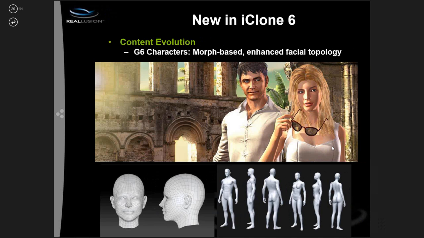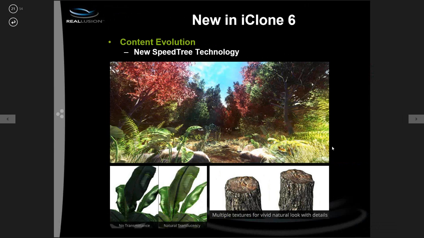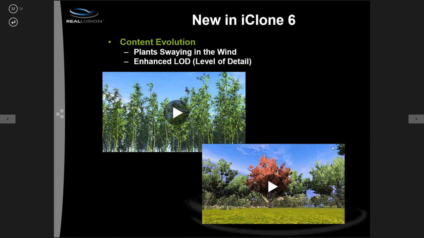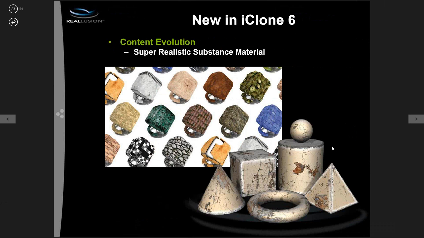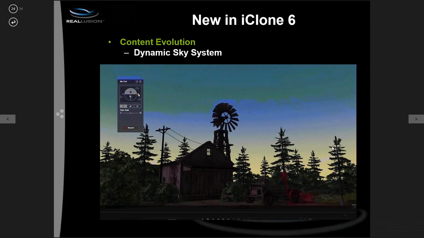So G6 characters as well. We have a new type of character. You can see our friends Heidi and Mason right there, looking pretty cool. And we also have the SpeedTree technology, which I talked about. And you can see trees will be swaying in the wind. And we'll show you that later as well. Now the substance materials is another thing we'll show later, so you can kind of skip through this here. The Sky tool is another cool plug-in tool that's included with your copy of iClone 6, and you can mess around with this. I'll show you a little bit about this later on if we have time at the end of the live demo.